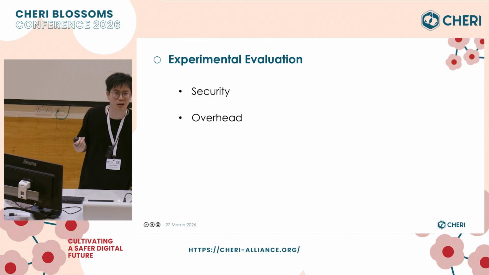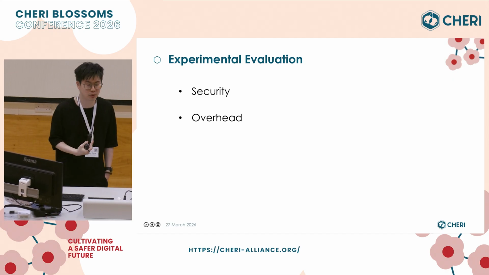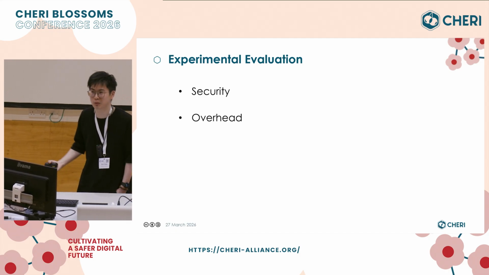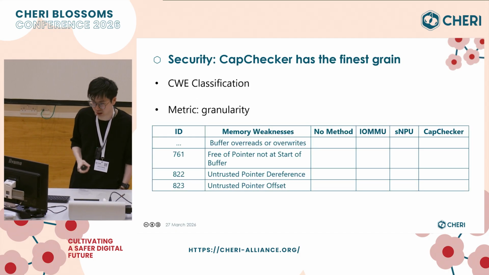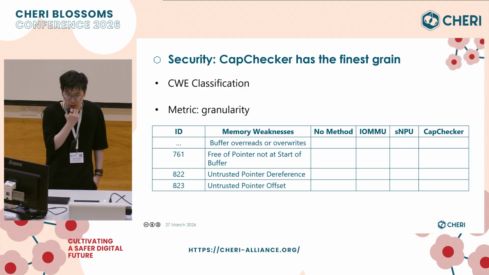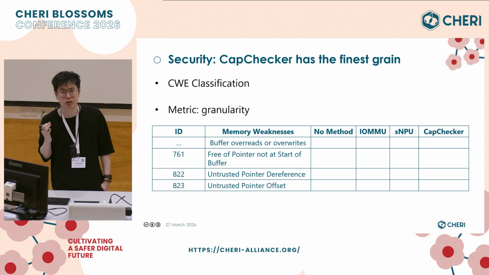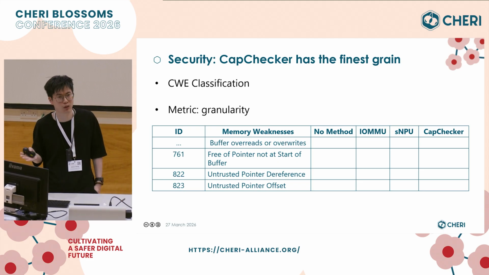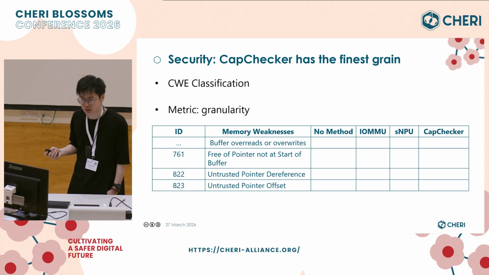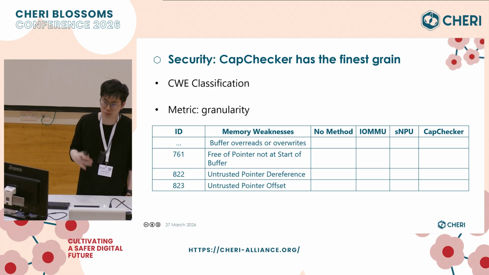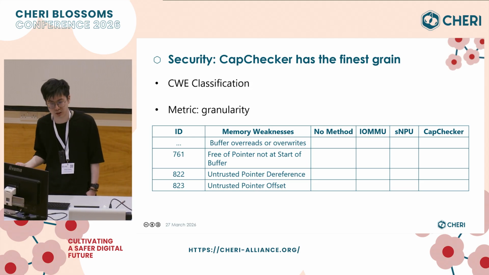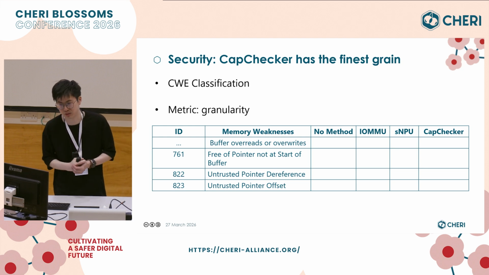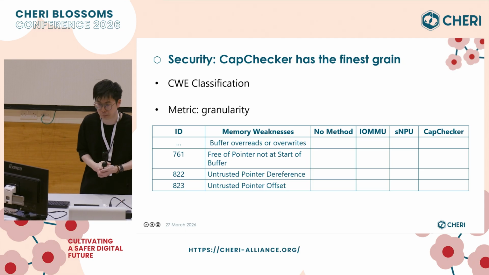But we still wanted to see how good it is, right? The evaluation we applied is basically two questions, in terms of security and overhead. I think this is mostly what we care about. The first thing is how secure it is. Unfortunately, this is a big problem in the community: there are no security benchmarks for accelerators because they are so different. So in this work, we look at CWE classifications for CPUs, and we do a security analysis to see whether this problem still exists in the accelerator world.